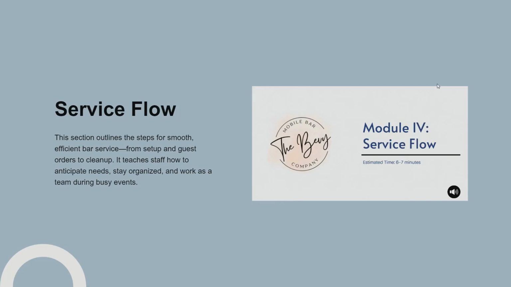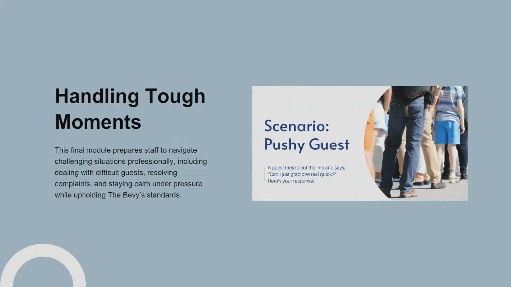For service flow, this module outlines the full event process from arriving on site and setting up to serving, cleaning, and packing up efficiently. The final section, Handling Tough Moments, offers conflict resolution techniques and practical examples of how to stay calm and professional in difficult situations. Each module includes scenario-based storytelling, interactive questions, and short video demonstrations to reinforce the material.